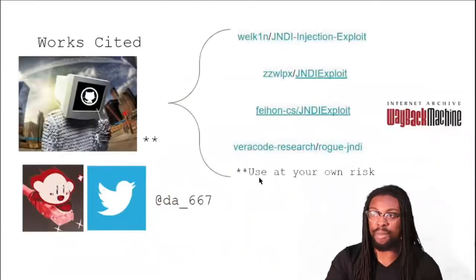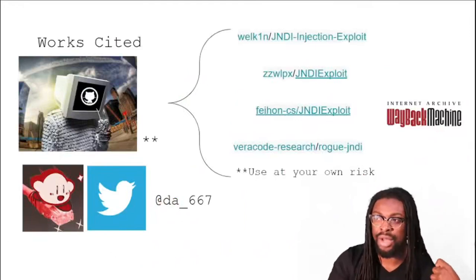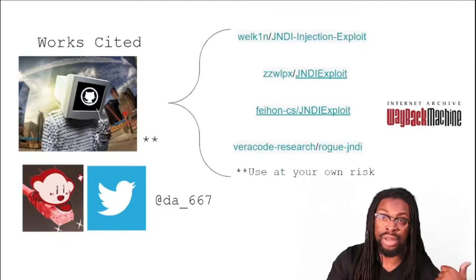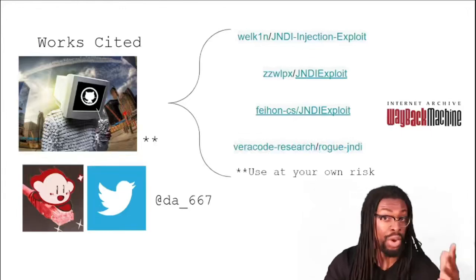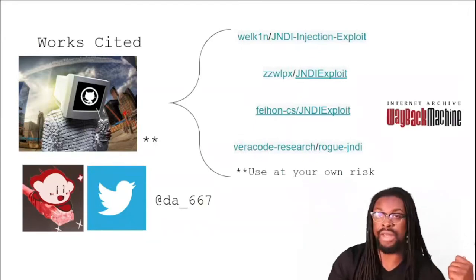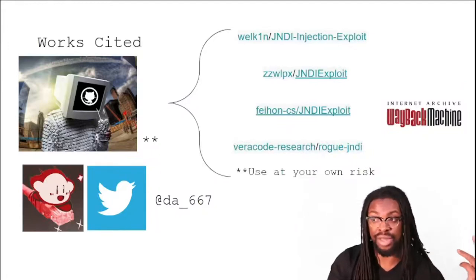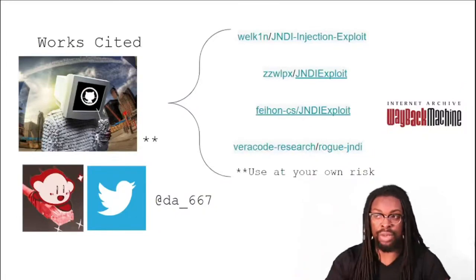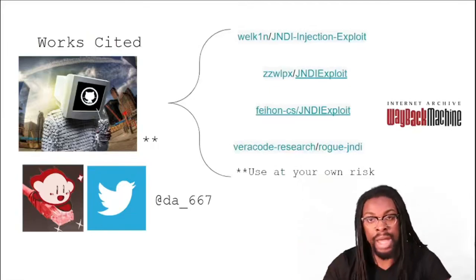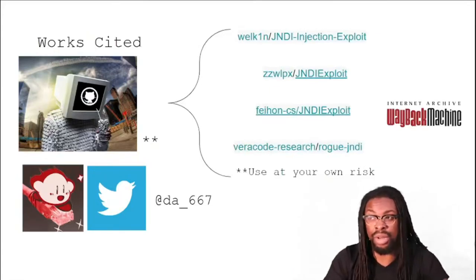A few works cited. All of these exploit kits are available on GitHub. The exploit kit we're going to use is the Phaon-CS JNDI exploit, which actually was taken down by who knows who. But one of the benefits is that we can find this sketchy exploit kit through the Wayback Machine and then use it within our VM. There are plenty of exploit kits for the Log4Shell vulnerability. Most of these just automate and streamline the process of standing up your own JNDI-compatible LDAP server. Shout out to DA667 on Twitter.